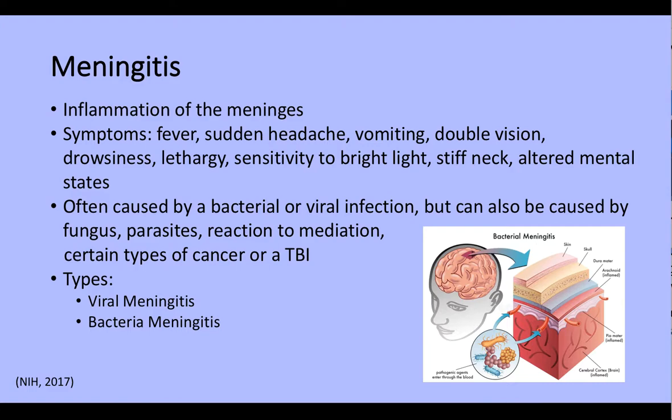The inflammation is caused by a bacterial or viral infection, but can also be caused by fungus, parasites, reaction to medications, certain types of cancer, or a traumatic brain injury. Viral meningitis is the most common form of meningitis and is usually caused by viruses that enter the body and multiply in the tissue. Influenza, HIV, genital herpes, mumps, and varicella zoster are some of the most common viruses that may cause viral meningitis.